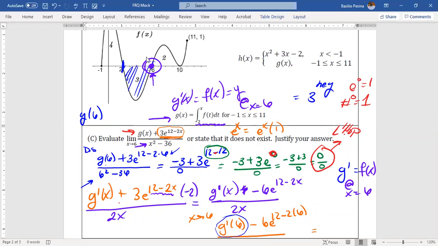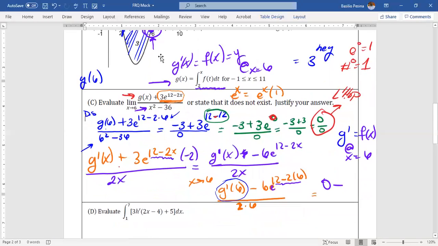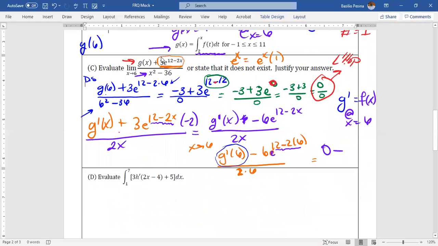So we got 0 minus all this good stuff. Oh my goodness, looks scary, but really doesn't. This is minus 6e, and then this 12 minus 2 times 6. Guess what that is, guys? 6e to the 0 divided by 12, which in reality, we just saw that e to the 0 is 1, so it's negative 6 divided by 12, so negative 1/2.